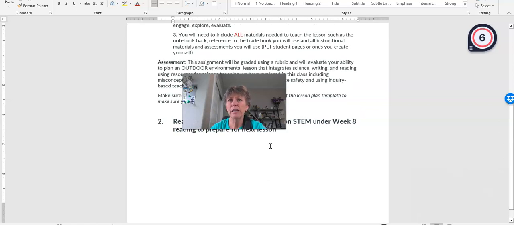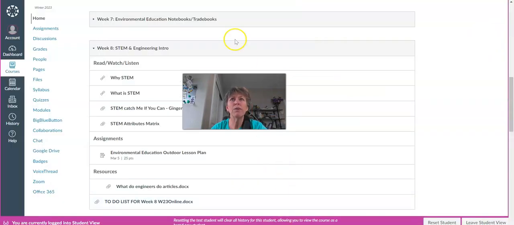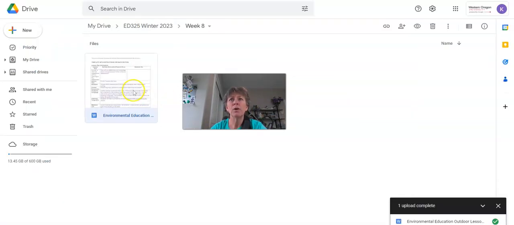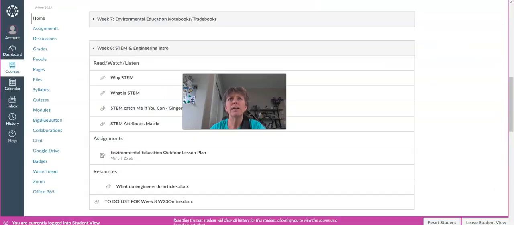You can include links rather than pages if you create something, or for instance, if you're showing a video, you can just link it in the lesson plan. Or if you use Google Docs, you can link those documents within the lesson plan. That is acceptable as well. You will find a copy of this in our Google Drive under week 8. So if you want that to use to type, it's there.